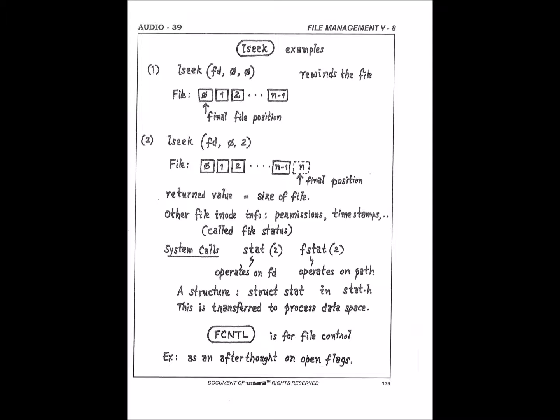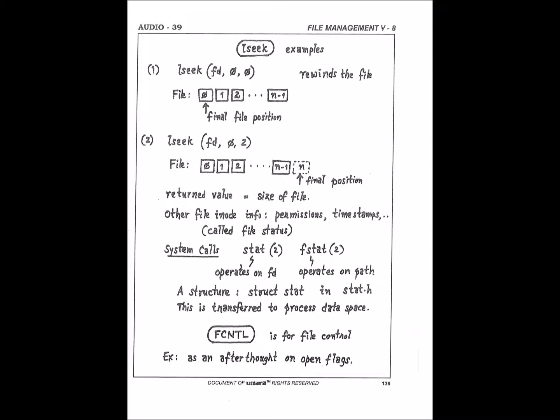So let us write one more example here. Example 2 is lseek fd, 0, 2. The second invocation, that is, I'm saying from the end of the file I would like to skip by 0 bytes. So the file position is going to be beyond the last byte of the file, as if you had completely read the file. This is what it's going to be.